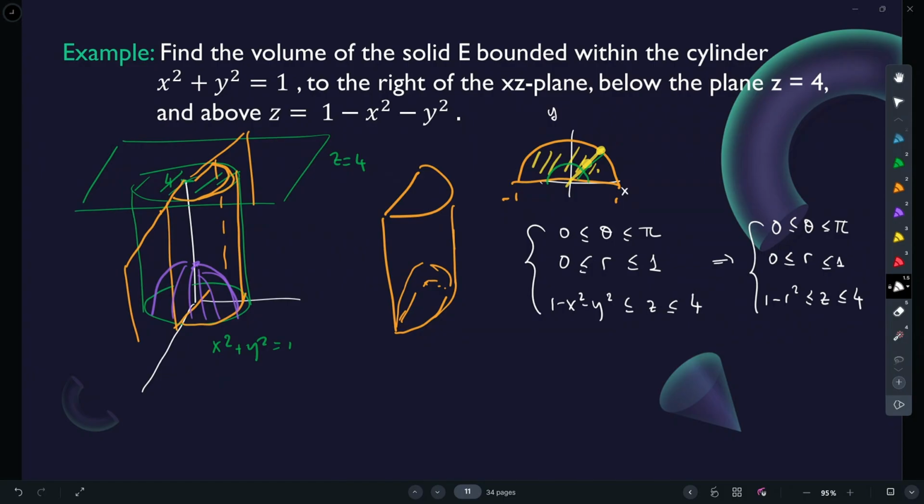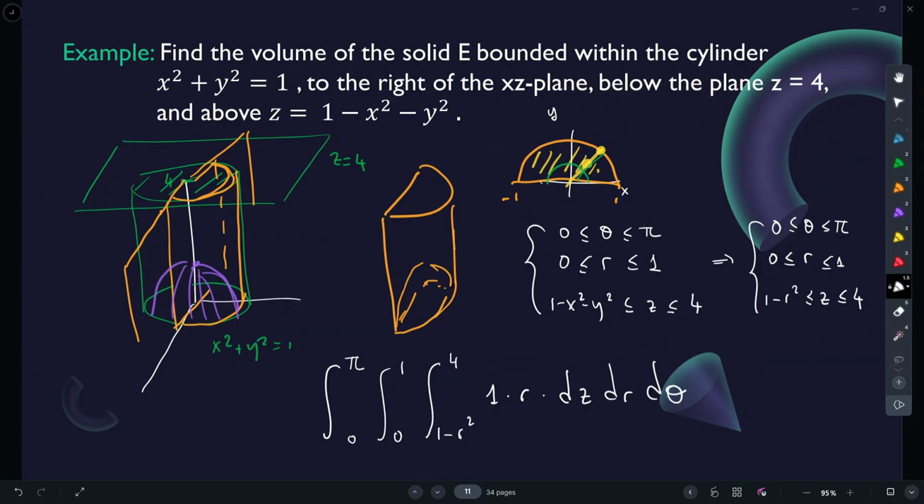So now I can integrate. The integral will be the integral from 0 to pi, from 0 to 1 in radius, and from 1 minus r squared to 4 in z value of what function? What function am I integrating? The function 1, but I don't have to transform it in any way. But I do have to multiply by the conversion factor for cylindrical coordinates. So there's an r, dz, dr, d theta.